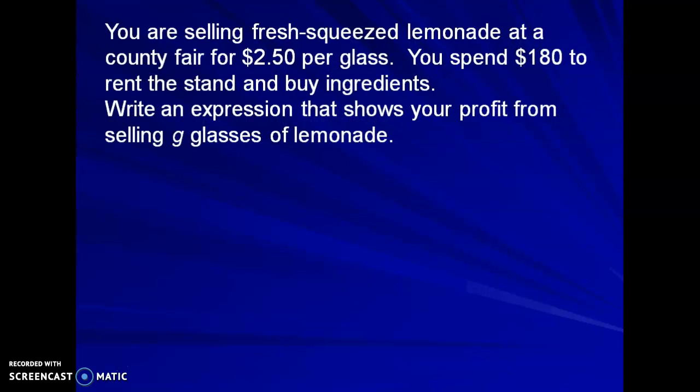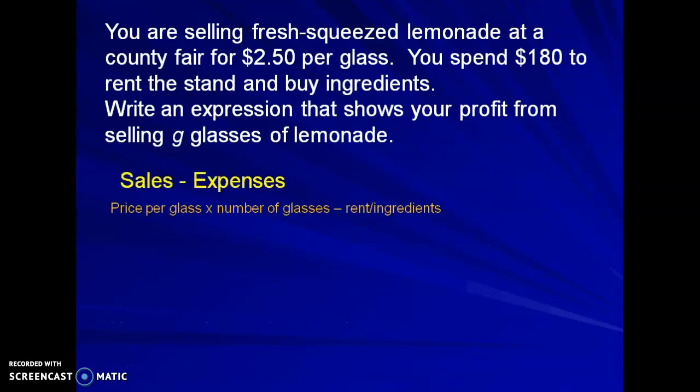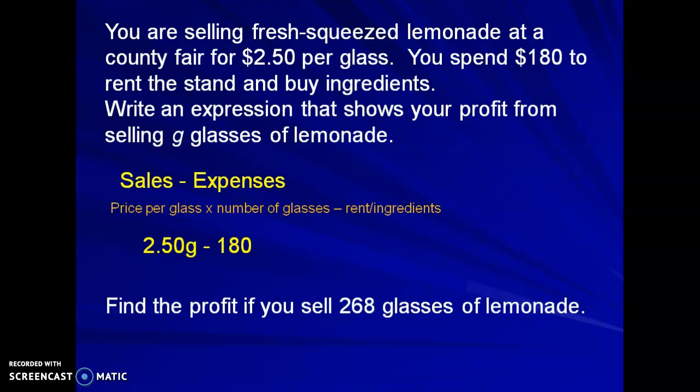You're selling fresh squeezed lemonade at a county fair for $2.50 a glass. You spend $180 to rent the stand and buy the ingredients. Write an expression that shows your profit. So we have sales minus expenses. The price per glass times the number of glasses is going to be our sales, minus the rent and ingredients. So $2.50 per glass times G, the number of glasses, minus 180.